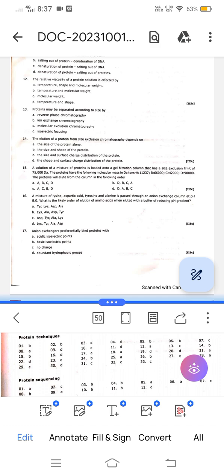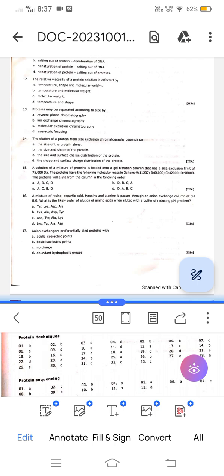Then a solution of a mixture of proteins is loaded onto a gel filtration column that has a size exclusion limit of 75,000 Dalton. The proteins have the following molecular mass in Daltons, like given. The proteins will elute from the column in the following order. Which order? 15 B, B, D, B, C, A. That means from higher to lower.